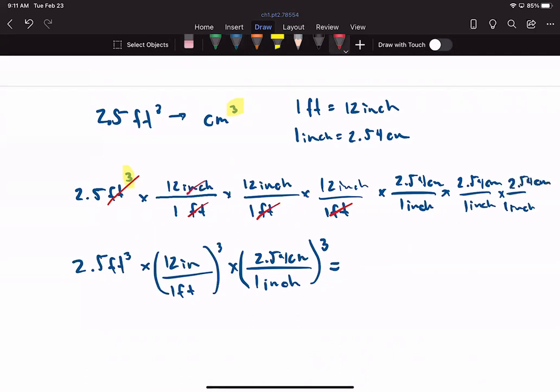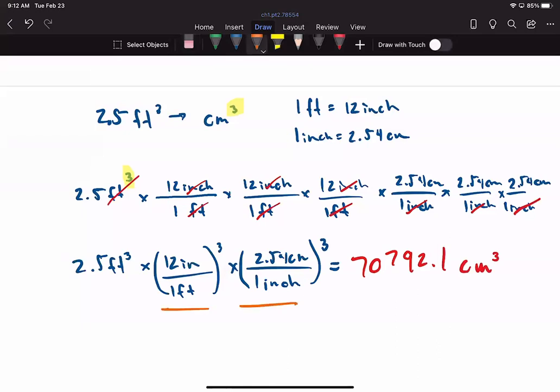And again, the units simply still cancel out: inch, inch, inch, inch, inch, inch. And both of these answers are going to be the same here. So when we calculate this, 3.5, 12 cubed, we get 70,792.1 cubic centimeters. But let's see here.